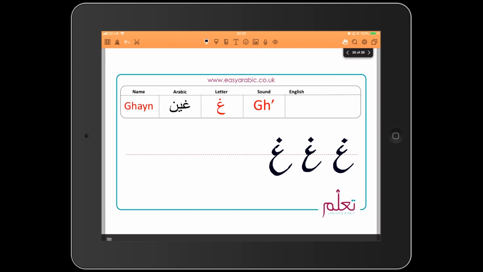So you could do it in one go if we do it like this, one, yeah. But again, like I said, practice until you get it right. So one, and Ghain.